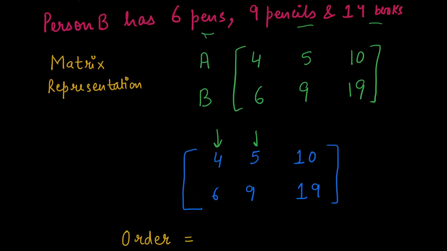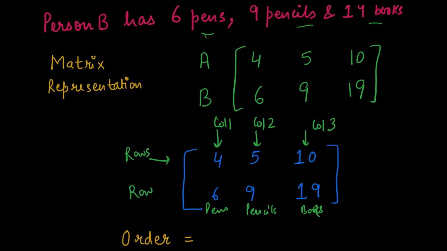So these are the columns. It has in total 3 columns, which correspond to pens, pencils and books. And for persons A and B, their observations are the rows. So in total, this matrix has 2 rows and 3 columns. So 2 by 3 is the order of the matrix. One important point to note is you always represent rows first and columns later.